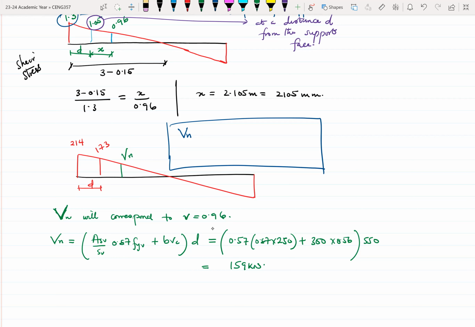Sorry, let me get my x straight. I got my x wrong. Let me put the x in the right position, sorry. So x should actually be here. X should rather be here, all right. So Vn corresponds to x, which we got to be 2.105, and then 214 also corresponds to 3 minus 0.15, which is the same as 2.85.